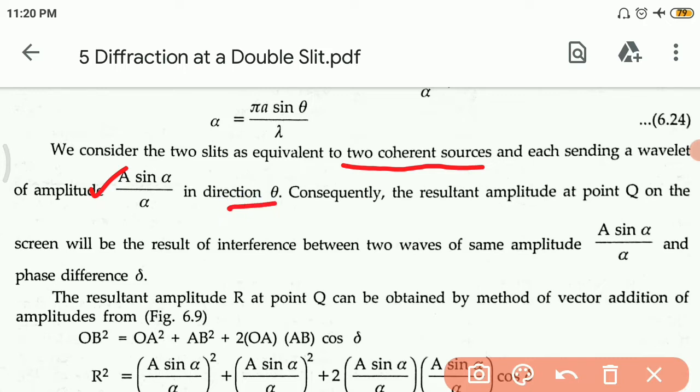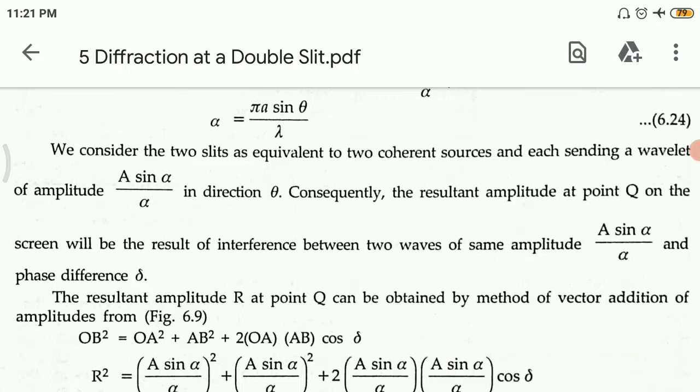So consequently the resultant amplitude at the point Q on the screen will be the result of interference between the two waves of same amplitude, that is a sin alpha by alpha, and having a phase difference that is delta. Okay, so the resultant amplitude, if we call it R at the point Q, can be obtained by the method of vector addition of the amplitudes from the figure that we have seen.